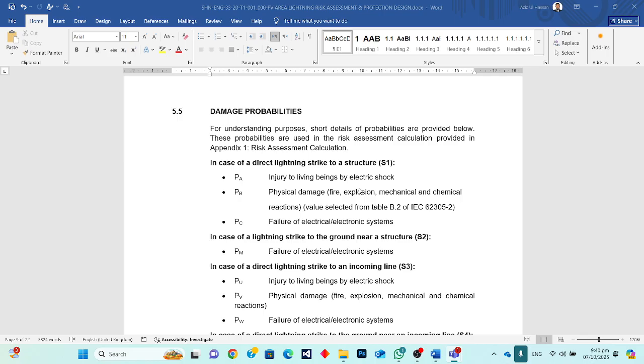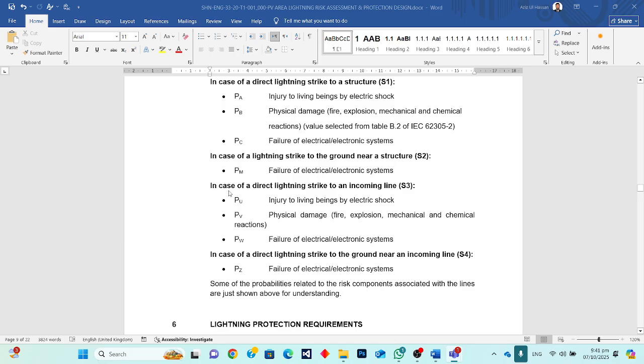In case of a lightning strike to the ground near a structure, we have PM, failure of electrical and electronic systems. When we see case 2, flashes near to the structure, it will be called PM, failure of electrical and electronic systems.